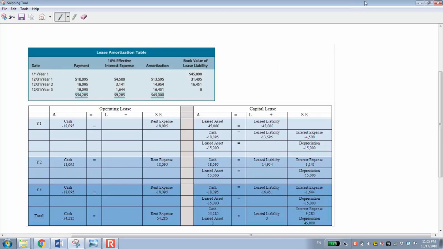For leasing, there are two accounting treatments under US GAAP. One is operating lease, the other is capital lease. In this example, we will investigate what their difference is. For capital lease, the company should meet these criteria.